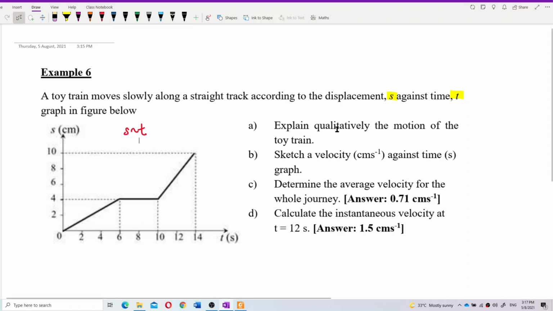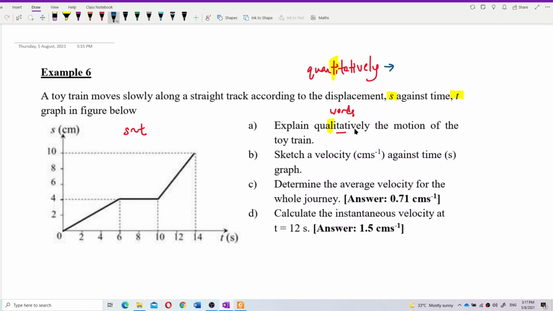Now, explain qualitatively the motion of the toy train. What is meant by qualitative? Qualitative means in words. You need to describe in words. There is another term called quantitative. Quantitative means you need to calculate, you need to prove in numbers. But this is qualitative. Qualitative means explain in words.